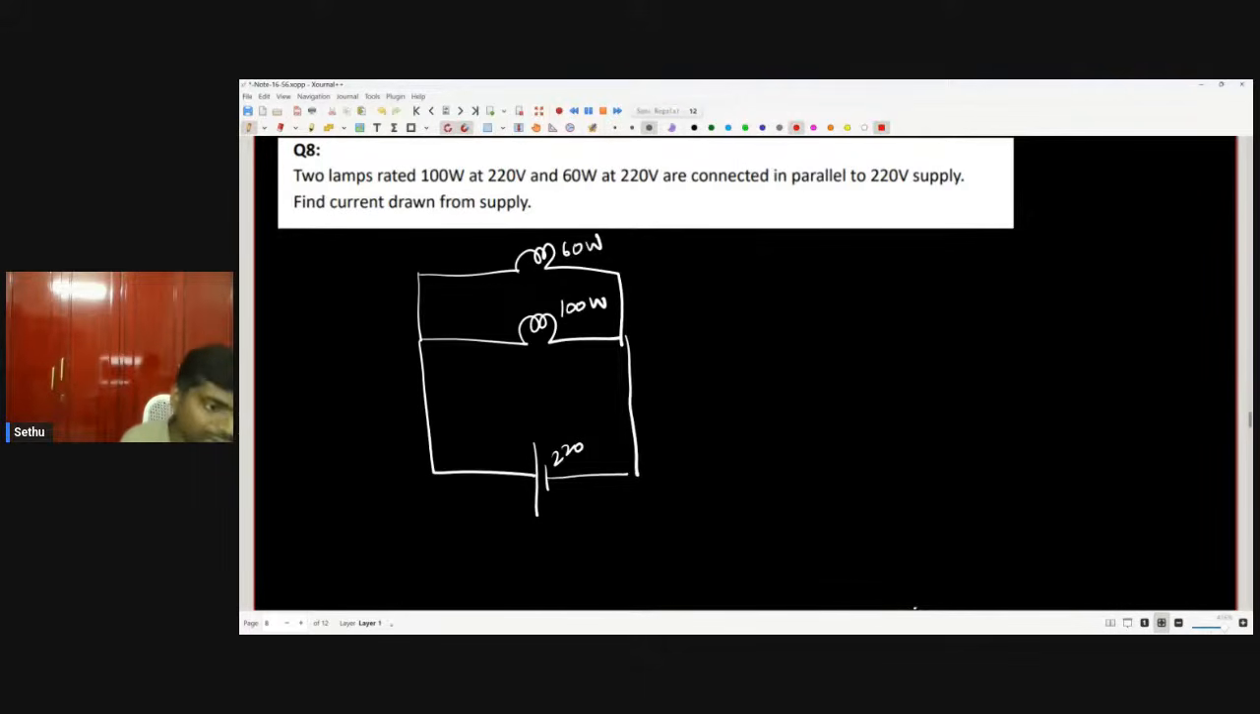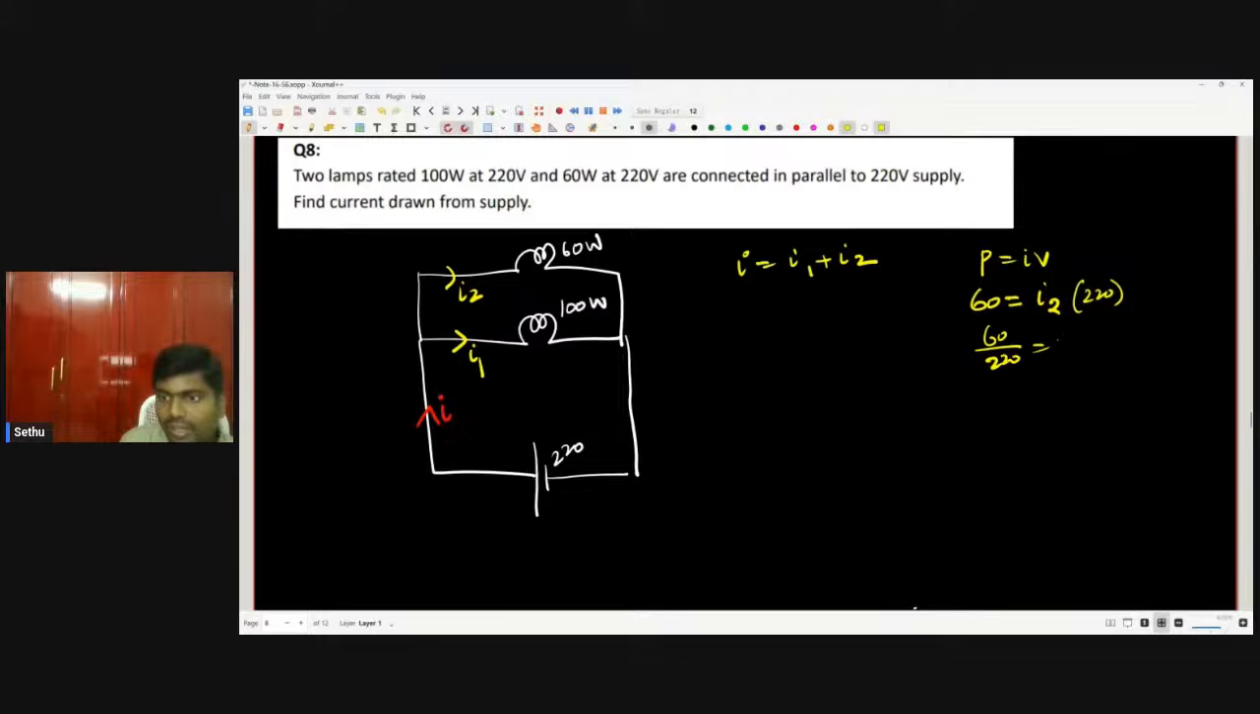Now, how do you figure out the current drawn from the supply? Let us say this current is I. You know that this current, when it goes to this junction, it splits into I1 and I2. So you know that I must be equal to I1 plus I2. But from the formula of power, you know that power is nothing but IV. When power is 60, the current is I2 and V is 220. So 60 divided by 220 is I2. Similarly, for I1, 100 must be equal to I1 into 220. 100 by 220 must be equal to I1.